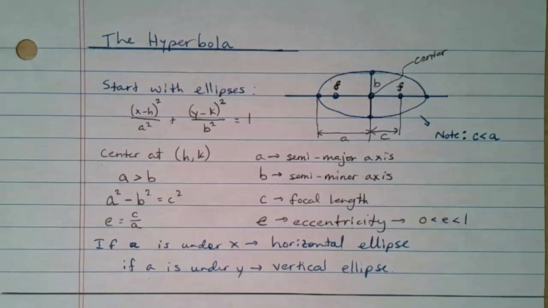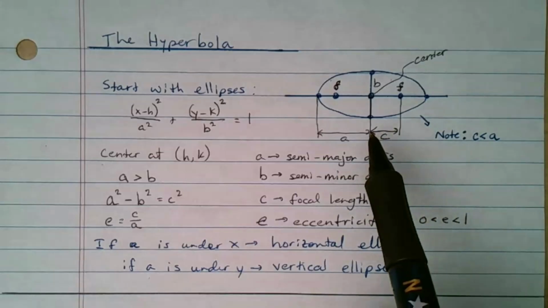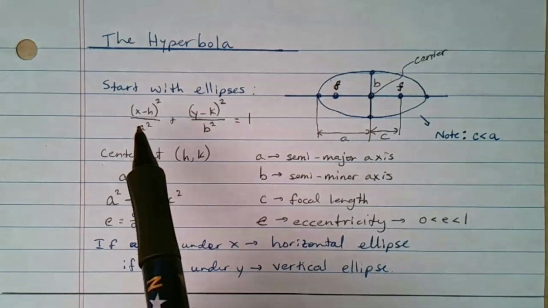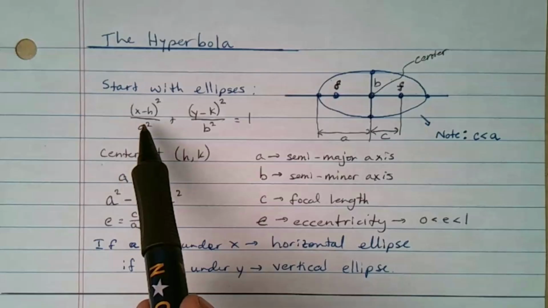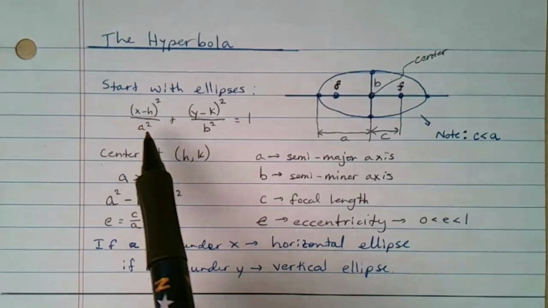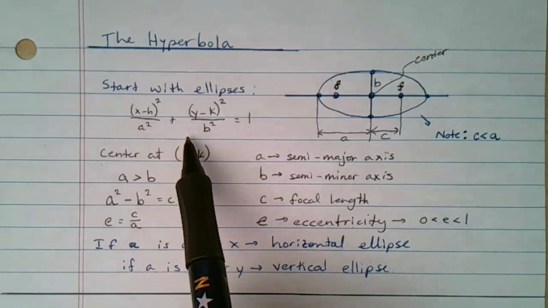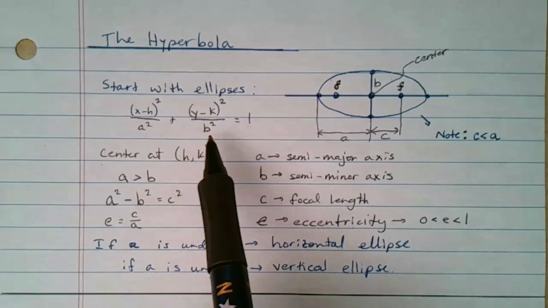Alright guys, so today I'm going to talk about the hyperbola. To do that, I actually need to start with ellipses. What I have here is a horizontal ellipse, and I've given you the equation of a horizontal ellipse. A horizontal ellipse is (x − h)² over a² plus (y − k)² over b² equal to 1. A couple of things.